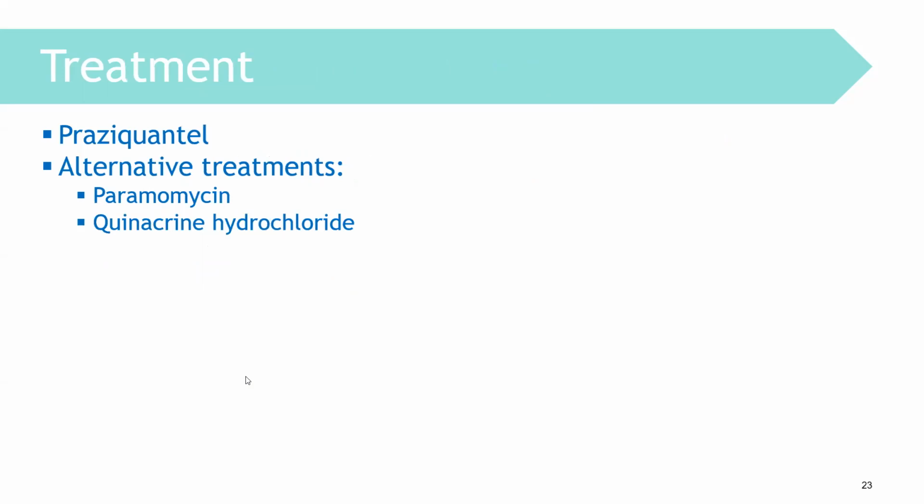Let's finish this, please. Okay, that is neurocysticercosis caused by Taenia solium. The drug of choice is no other than Praziquantel. This is common to all cestode and trematode infections. Praziquantel is the drug of choice. Alternative treatments such as paromomycin and quinacrine hydrochloride can also be used.